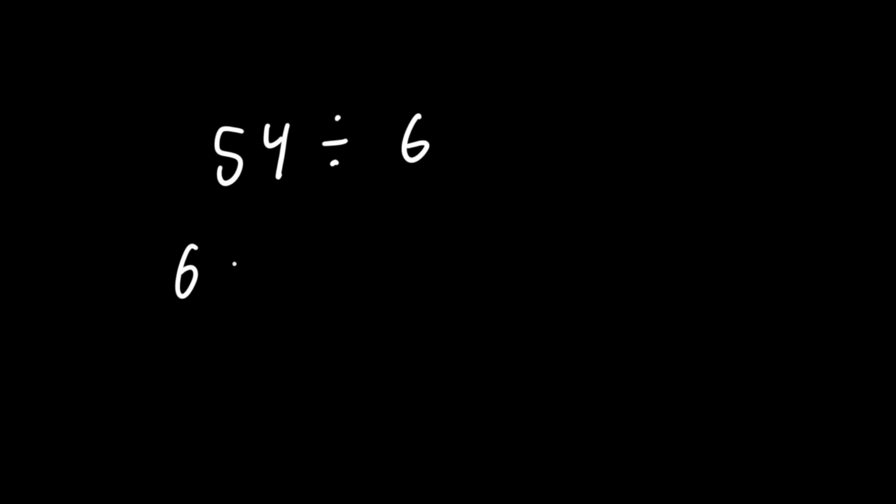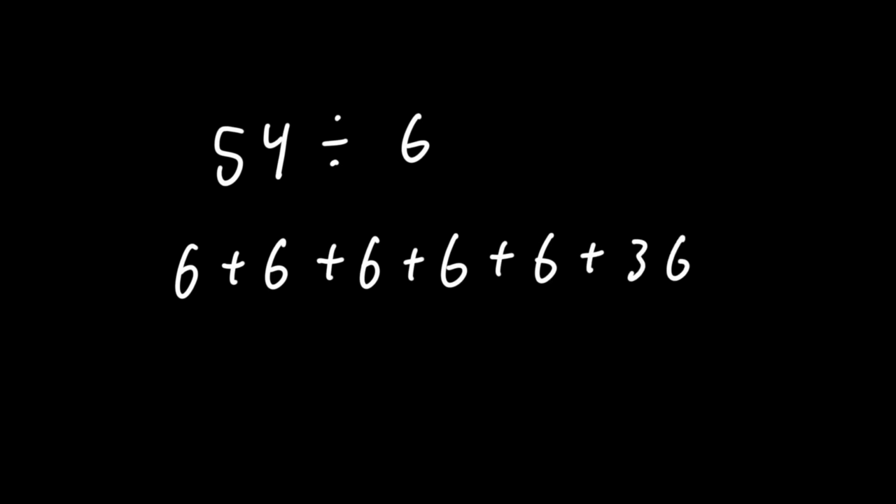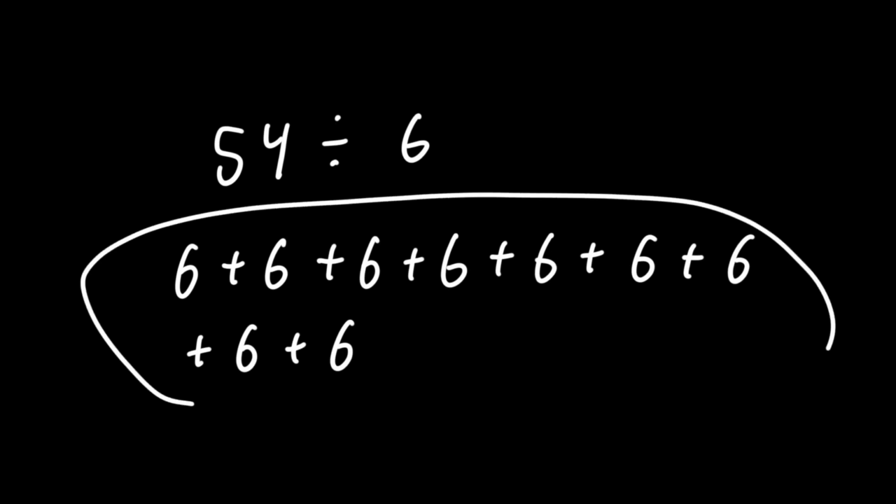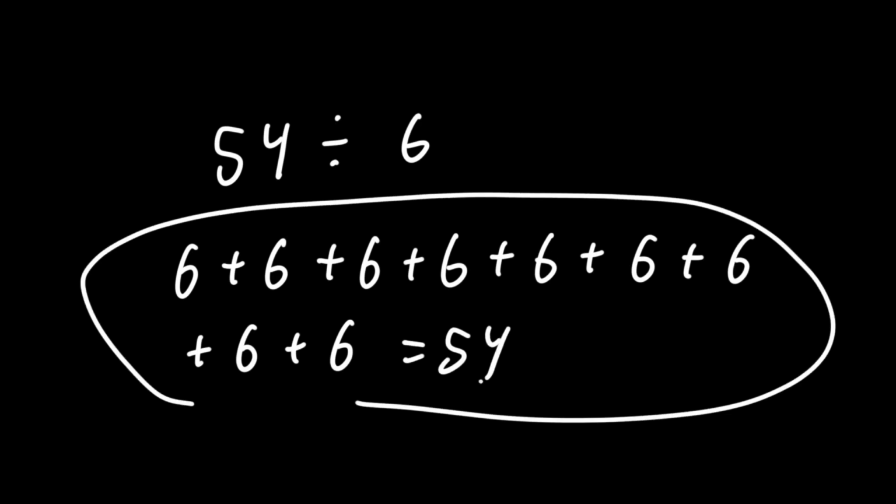6 alone, that's just 6, plus another 6, that's 12, plus another 6, that's 18, plus one more, that's 24, plus this is 30, 36, 42, 48, and then 54. And this equals 54. Notice how we have 9 6's, so therefore 54 divided by 6 just equals 9.